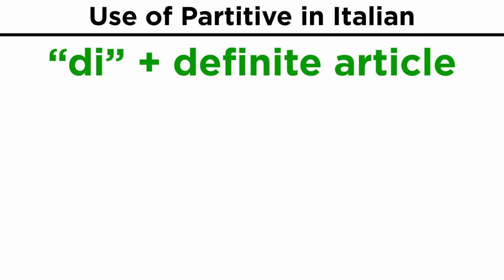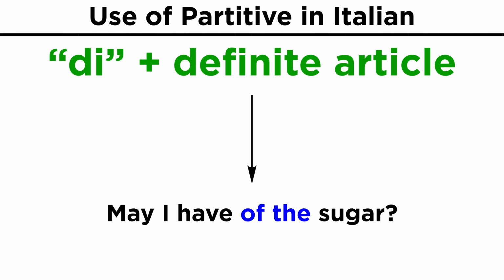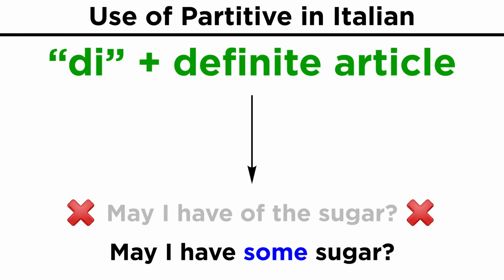Now, to put this in the context of partitive, here we are going to use di followed by the definite article in a form that does not have a direct correspondent in English. This will be a bit confusing for English speakers, as the kind of phrase we will be using will translate literally to, "May I have of the sugar," though it will actually simply mean, "May I have some sugar." Let's see a few examples of this type of usage with uncountable nouns.